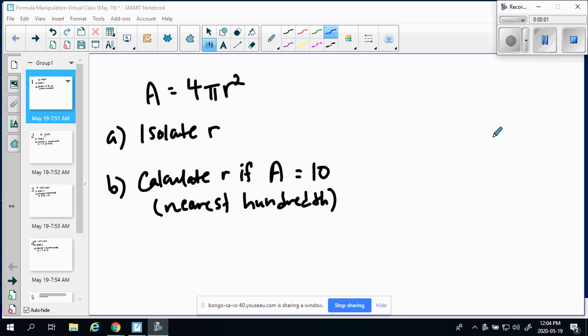For example, they've given us a formula, A is equal to 4 pi r squared, and they want us to isolate for r. So the trick to this is knowing what you have to undo first. So r is clearly not by itself. It's got 4 pi next to it. It's got a squared on it. We need to get r by itself.